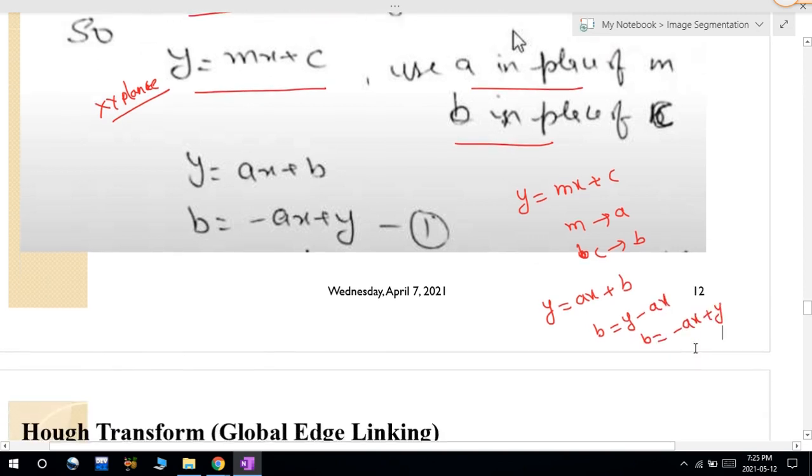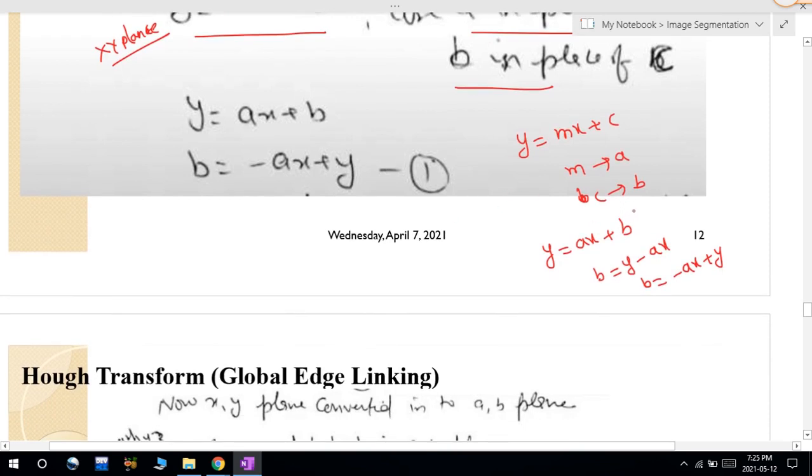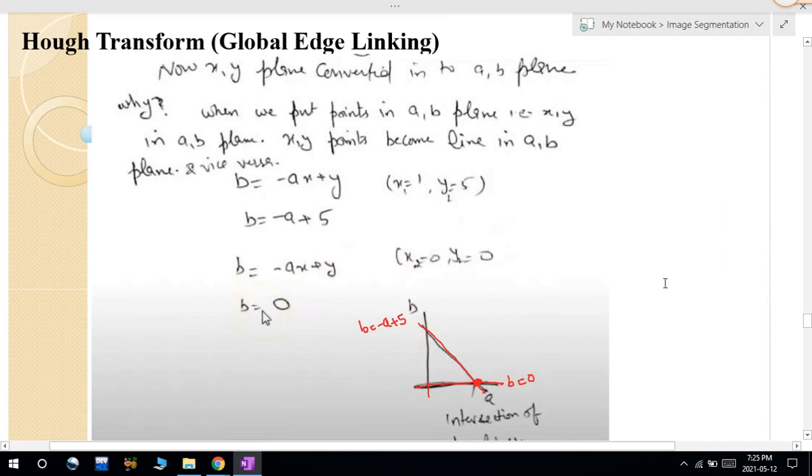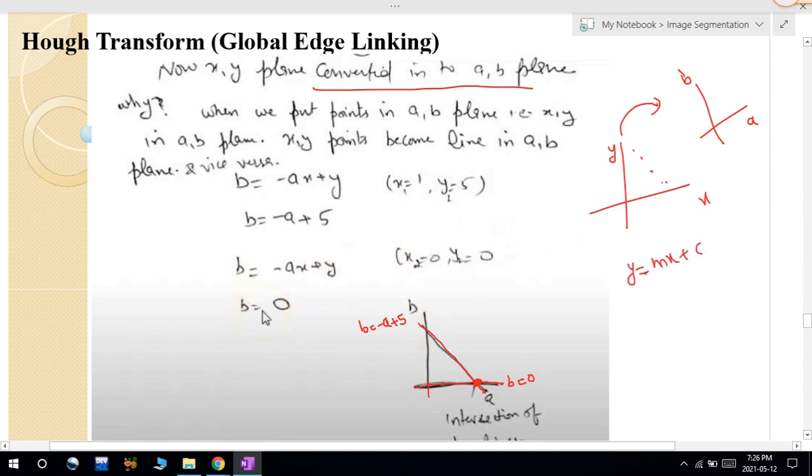What I am doing over here is, in the previous case, the xy points I take as fixed values, and I try to find out the slope values, as we will see. Now the xy plane is converted into the AB plane. The edge points are in the xy plane. But in the Hough transform, the first step is to convert this xy plane into the AB plane. What is the formula? It is y equal to mx plus c, but I convert this into the AB plane, so y equal to ax plus b.